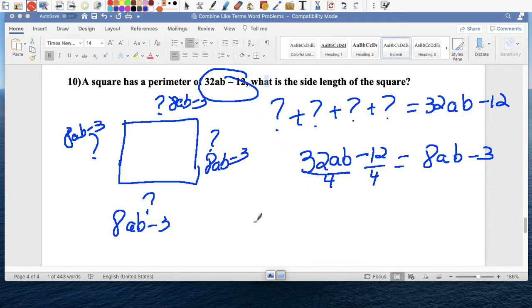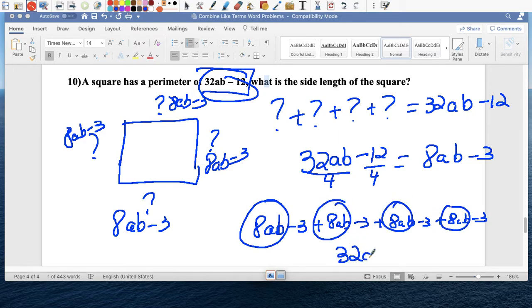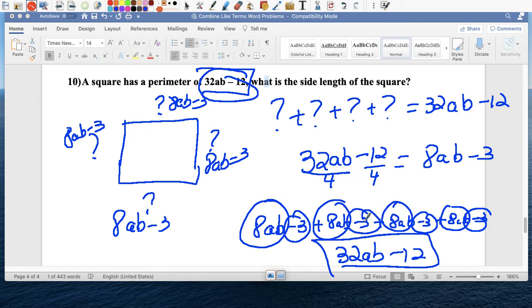If you want to double check, add them up, right? If I decided to add these sides, just to see if I did my question correctly, is my answer going to be 32AB minus 12? Well, 8AB plus 8AB plus 8AB plus 8AB is 32AB. Negative 3, negative 3, negative 3, and negative 3 is negative 12. Look at that. Our answer is correct.